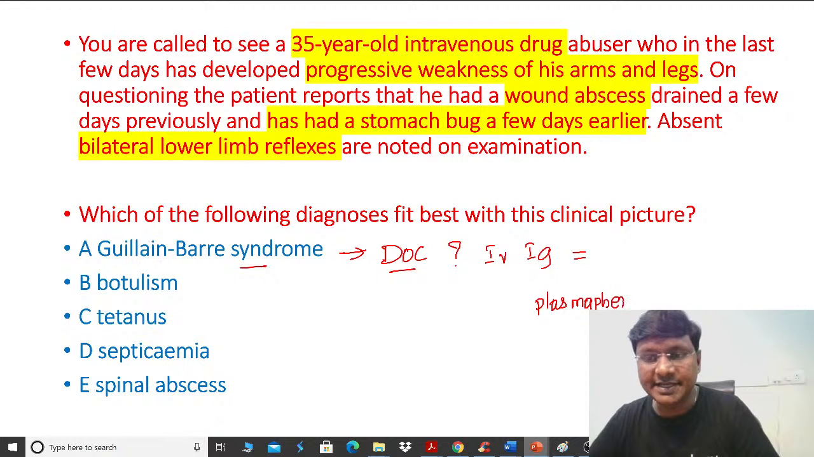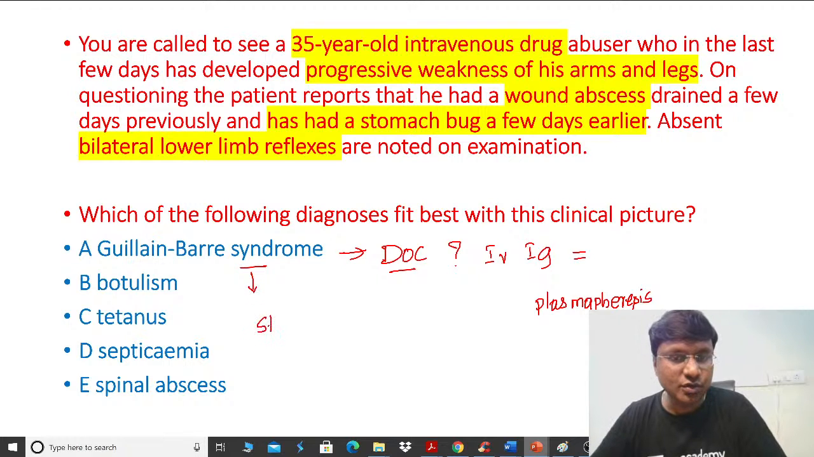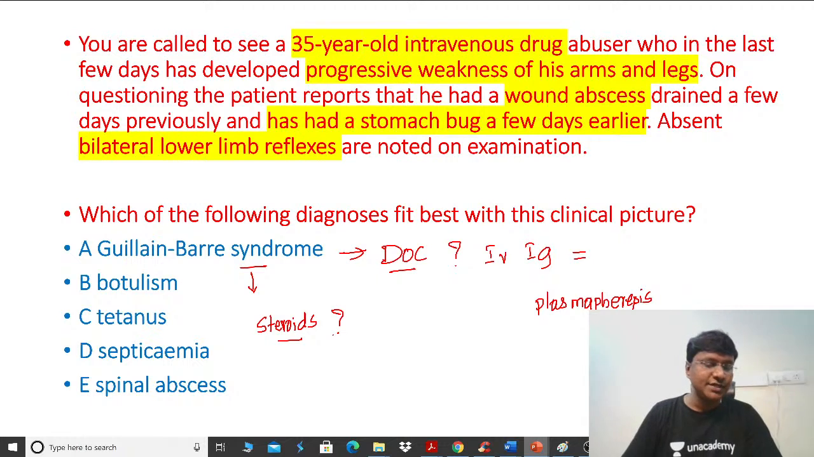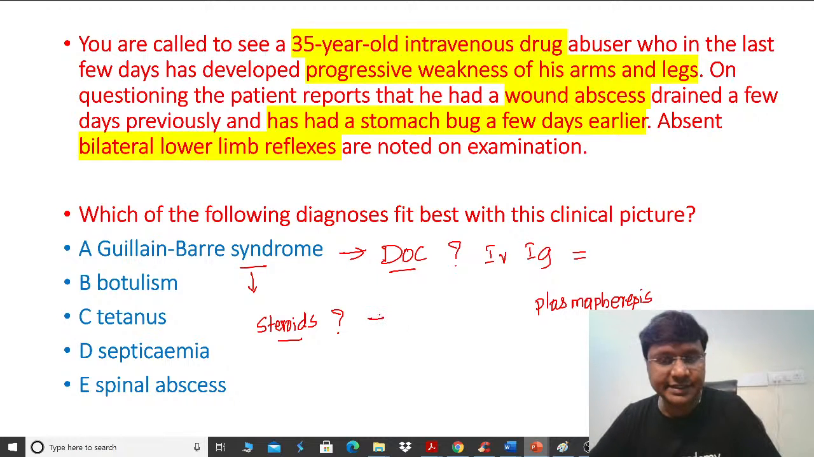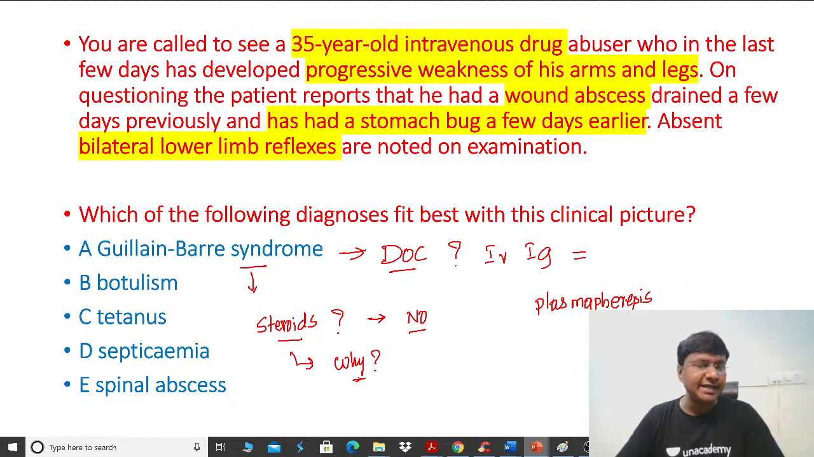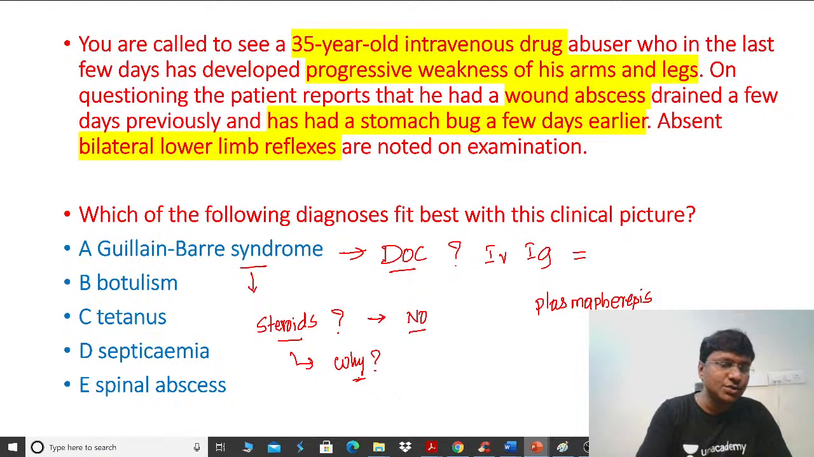And please tell me, is there any role of steroids, because it's an autoimmune disorder? Please tell me, is there any role of steroids in Guillain-Barré syndrome? Yes, very good, Ranjiv. There is no role of steroids. Now the question is why? Why is there no role of steroids? Because it's an autoimmune disorder, right? Antibodies are being formed. Why are there no steroids?